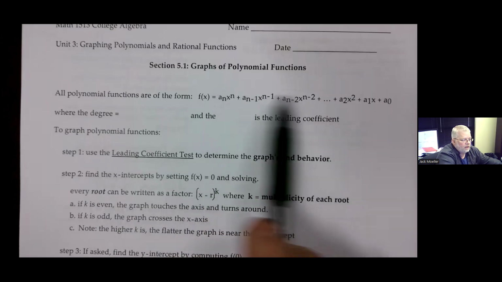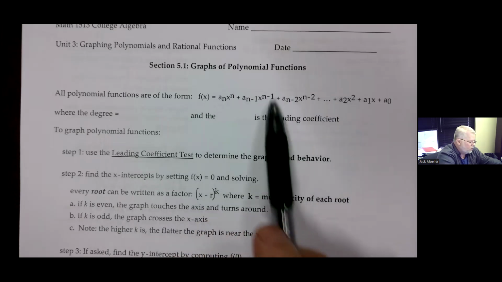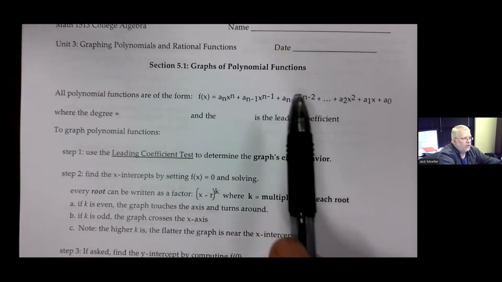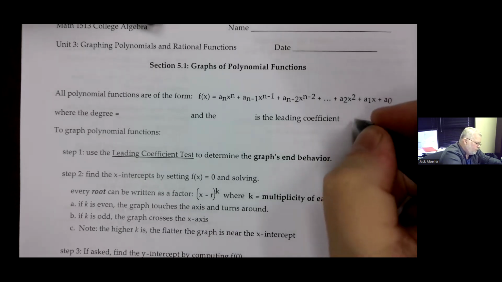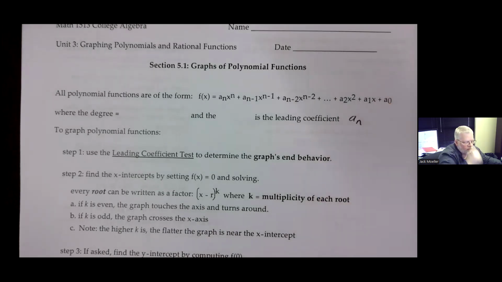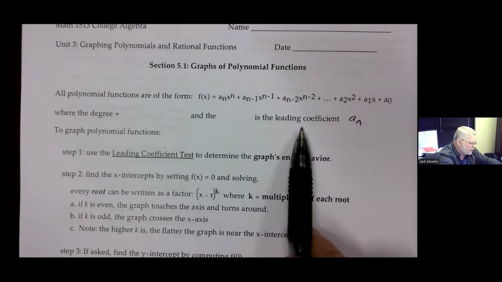So if this is not in descending order, like if we got the degree somewhere in the middle, then make sure that that coefficient, positive or negative, is your leading coefficient. Okay? And a sub n is the abbreviation for leading coefficient. So if you see me using that, that's a lot quicker to write than leading coefficient. All right.